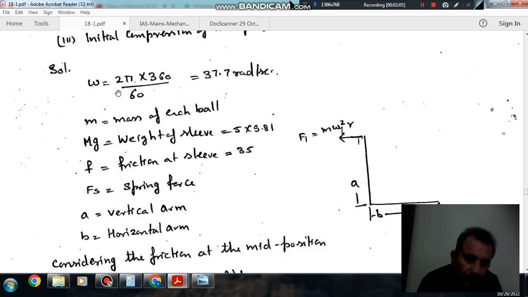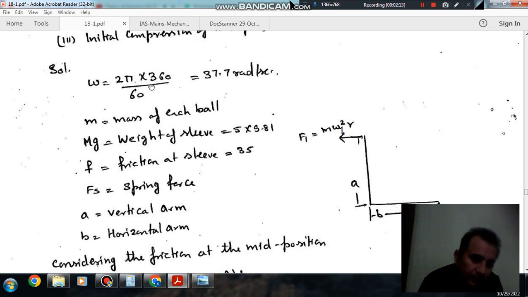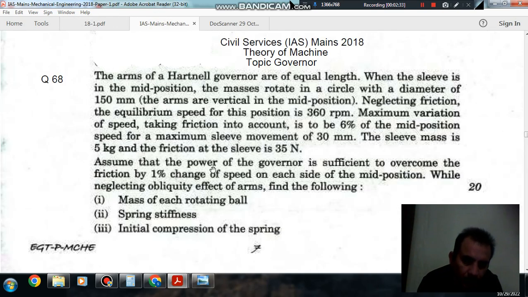So when there is no lifting of sleeve, the speed is omega. Here rpm is given, that is 360 rpm, so from this we can calculate omega. Omega is 37.7. So this is the speed when there is no lifting of sleeve. And it is given that the power of the governor is sufficient to overcome the friction by 1% change of speed on each side of the mid position.